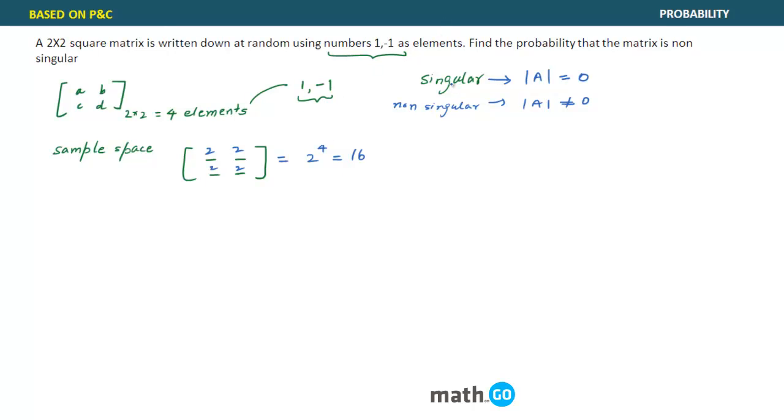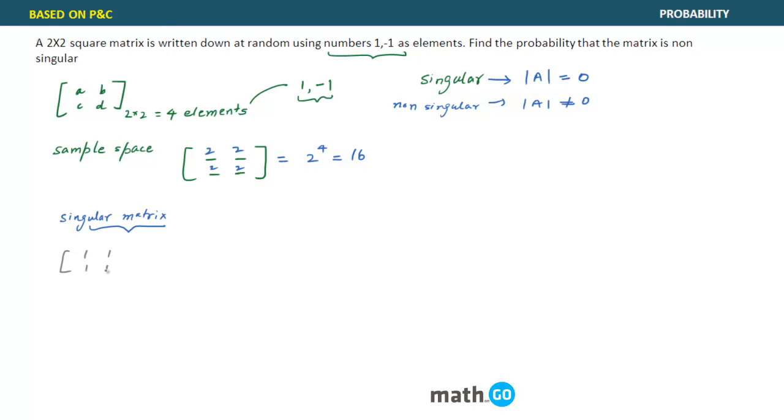Now you want to know how many of them are singular or non-singular, right? You can find the non-singular, or you can also find the singular, and we'll do the reverse method. We'll find the singular matrices and then subtract from 16 to get the non-singular matrices. Can you tell me how you can find the singular matrix part? Let's take an example to understand it. It's a hit and trial method.